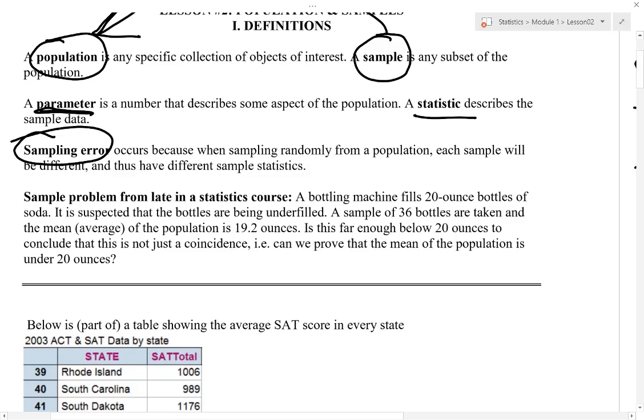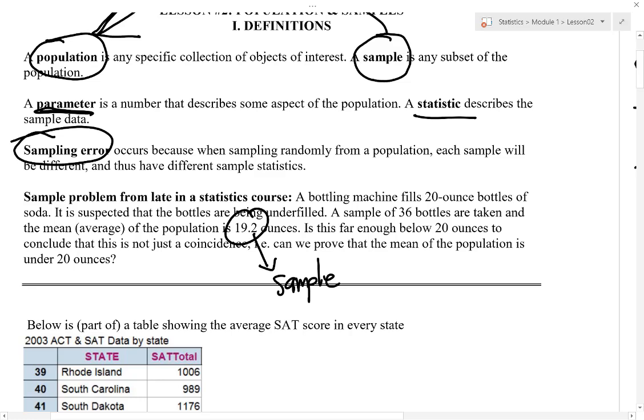I want to get into a sample problem from late in a statistics course, something that we'll be looking at eventually. A bottling machine fills 20-ounce bottles of soda. It is suspected that the bottles are being underfilled. A sample of 36 bottles is taken, and the mean, or the average, of the sample is 19.2 ounces. So this is the sample statistic.